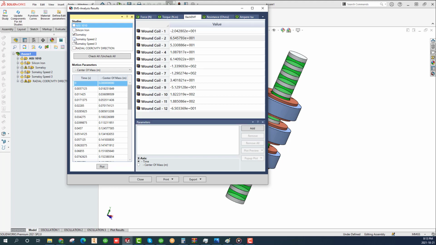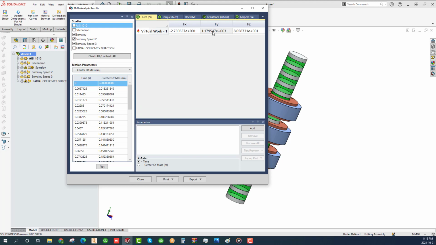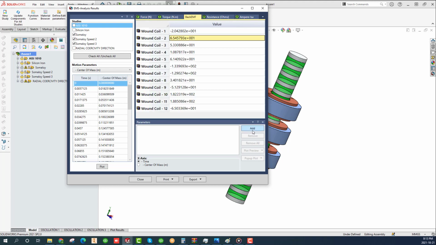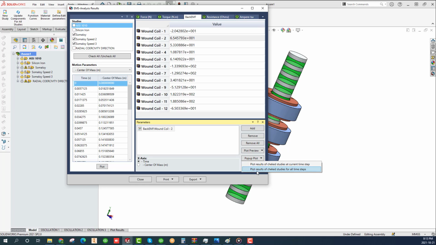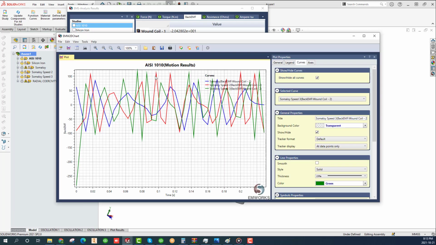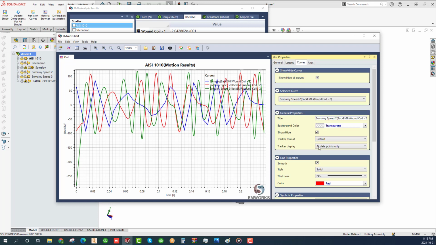We can also check the effect of the speed of the translator on the back EMF. Check only the Somaloy studies. Click on back EMF and click Add in the Parameters field. Click on Pop-up Plot. The plot of the back EMF versus time appears for the 3 studies. By the way, Somaloy's study has a speed of 2 meters per second. Somaloy's speed 2 study has a speed of 3 meters per second. Somaloy's speed 3 study has a speed of 4 meters per second.